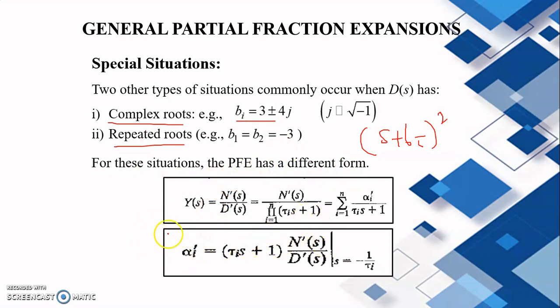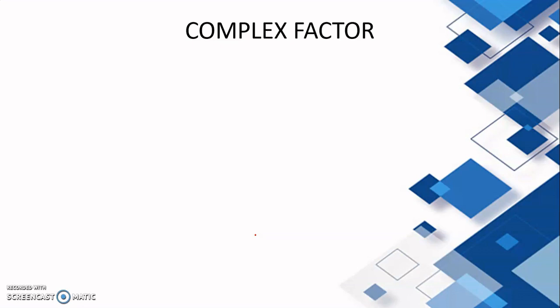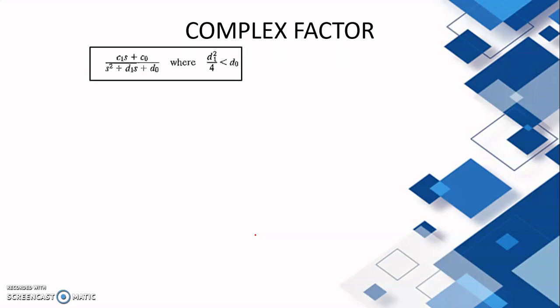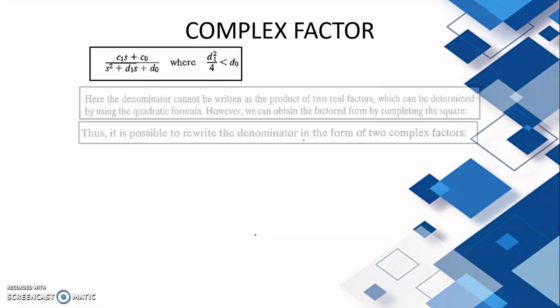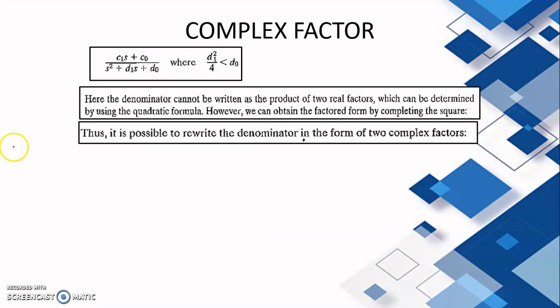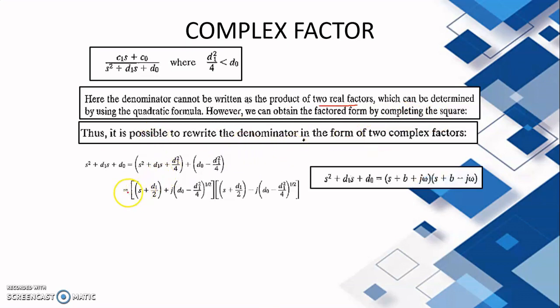So this is the representation. Let's look at them one by one. For the complex factor, the complex factor can be written like this. Here the denominator cannot be written as the product of two real factors, and the roots cannot be determined by using the quadratic formula. However, we can obtain the factor by completing the square. Then it's possible to rewrite the denominator in the form of two complex factors as I mentioned just now. So you can write this equation.